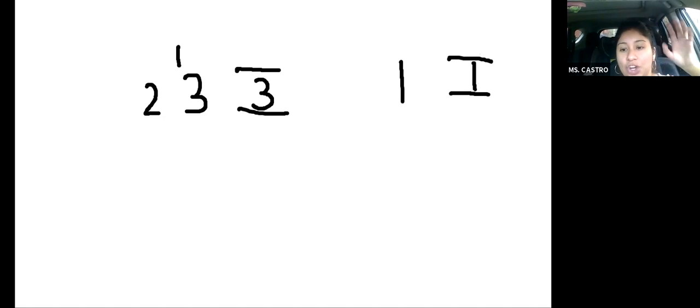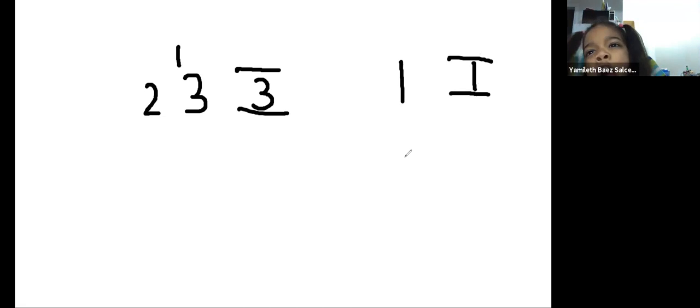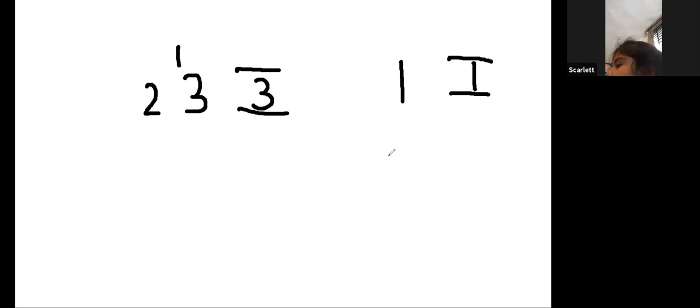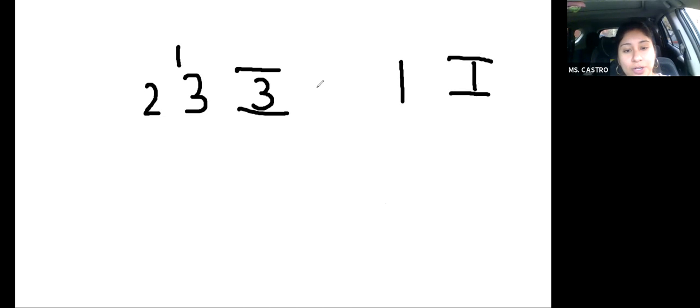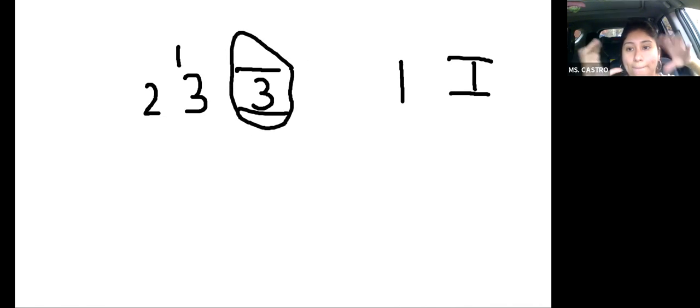Which number is the greater number? Which is the bigger number? Is 3 bigger or is 1 bigger? Who can help Miss Castro out? Scarlett, go ahead. Which number do I circle? 3. Very good, Scarlett. Excellent job. So boys and girls, we're going to circle 3 because 3 is the greater number. 3 is bigger than 1. 1 is smaller, it's less.